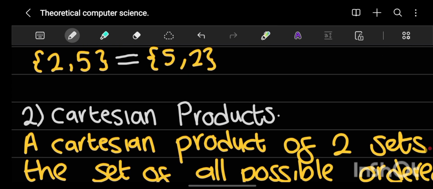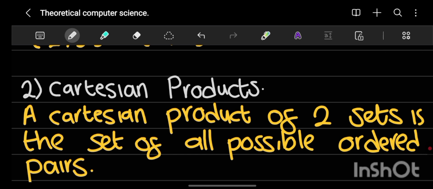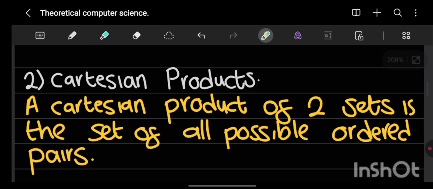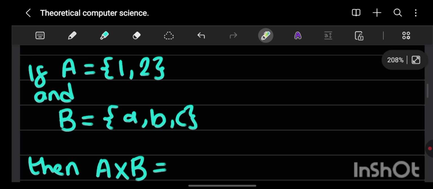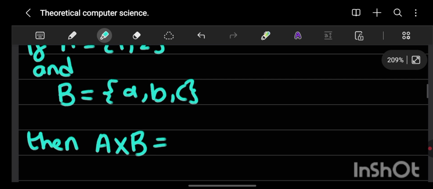Okay, let's talk about the Cartesian product. So a Cartesian product of two sets is the set of all possible ordered pairs. Remember what an ordered pair is, and then I'm just going to read the definition again. A Cartesian product of two sets, remember, of two sets, right, is the set of all possible ordered pairs. So for example, if you have A and B like this, the Cartesian product of A and B would be all possible sets, but of ordered pairs, right?